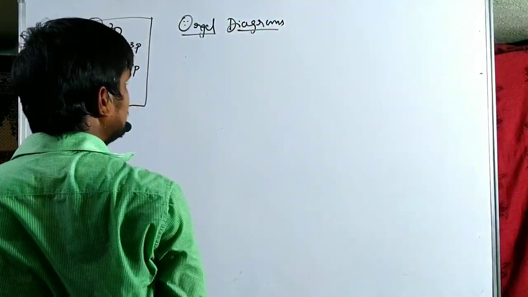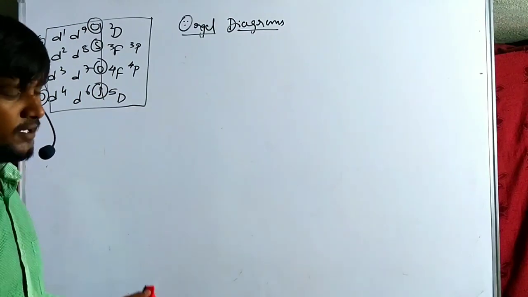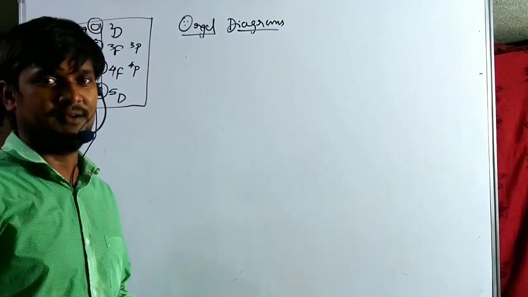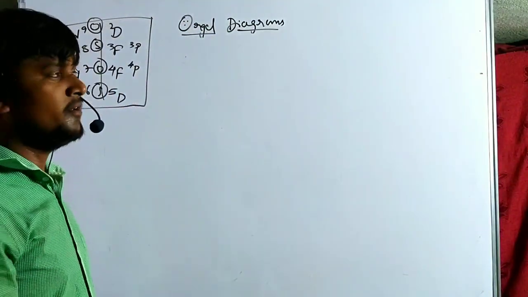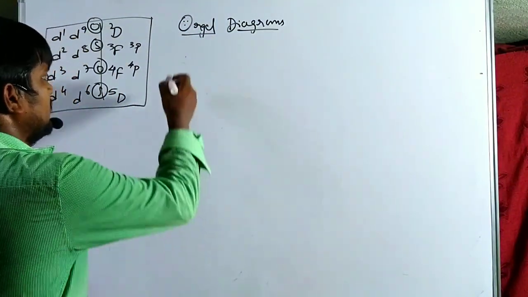Okay, so the ground term symbol in the d1 configuration is T2g without Jahn-Teller distortion. With Jahn-Teller distortion, it is Eg with multiplicity 2. Now we are discussing the d9 configuration.